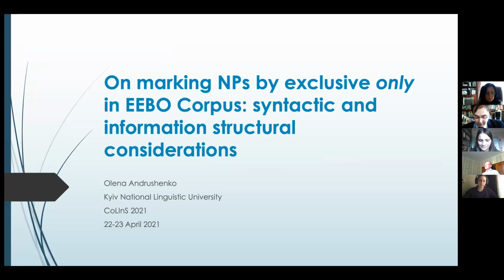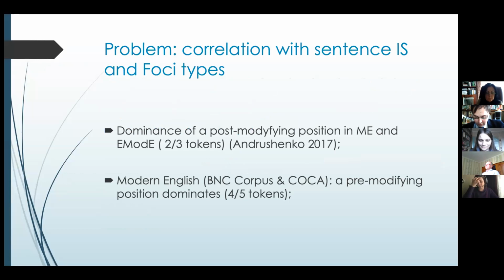So I would like to present the results of my investigation entitled "On Marking NPs by Exclusive Only in Early English Books Online, Corpus, Syntactic and Information Structural Consideration." As to adverb only, it is classified as a focusing exclusive, and our previous research on Middle English exclusives shows that its positional variations in Middle English correlate with sentence information structure and foci types, and thus a post-modifying position of the adverb dominates, which is particularly evident with NPs. In contrast to this, the collocates from the BNC and COCA corpora reveal that only in the position before the NP occurs more frequently than the adverb placed in a post-modifying position.